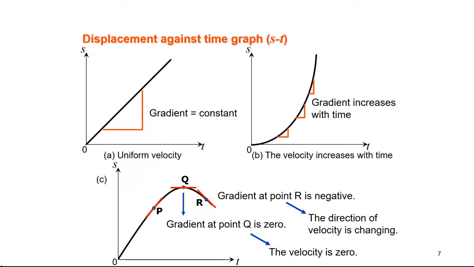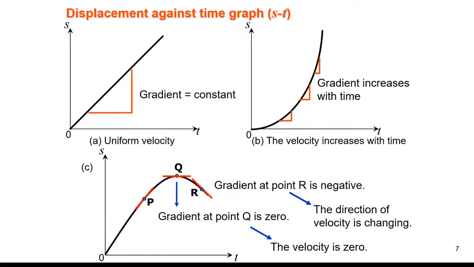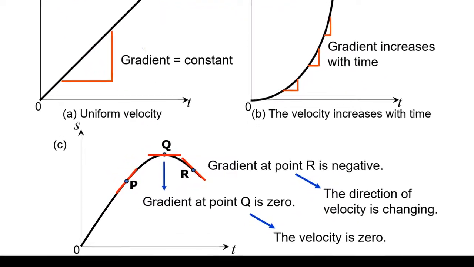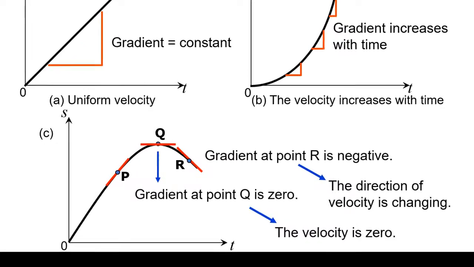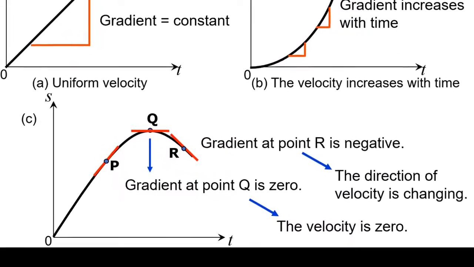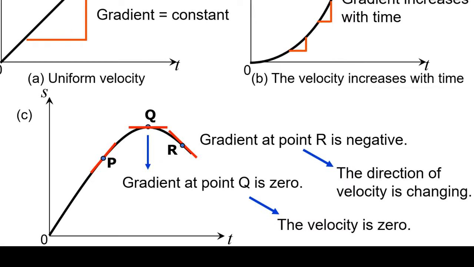Now, there are 3 points in this graph. At point Q, the gradient is 0, which means the velocity is 0. In this graph, the gradient is that of the tangential line at any time drawn on the curve. At point R, the gradient is negative, which means the direction of velocity is changing.